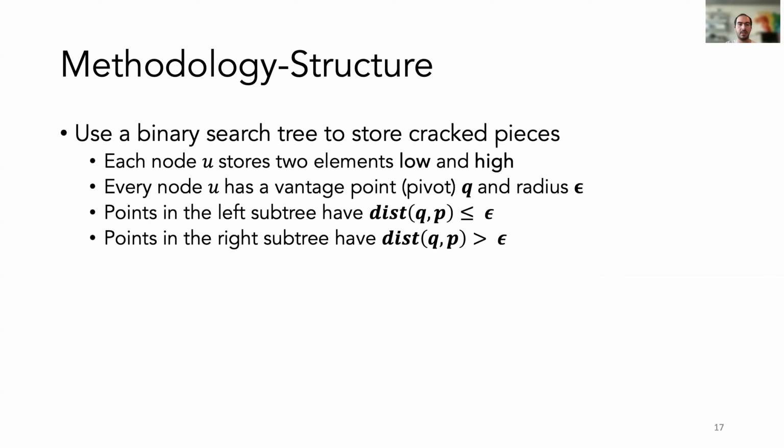The AV tree is a binary search tree. Each node U contains two elements, low and high, that define the range of data array indices that node U indexes, and the query Q with radius epsilon that caused the crack if U is an internal node. If U is a leaf node, then Q and epsilon are null. Internal nodes have two pointers, left and right, to the left and right children respectively. Objects in the scope of the left side have distance less than or equal to epsilon, meaning they are results of that query, while objects in the right side have distance more than epsilon, meaning they are not results.